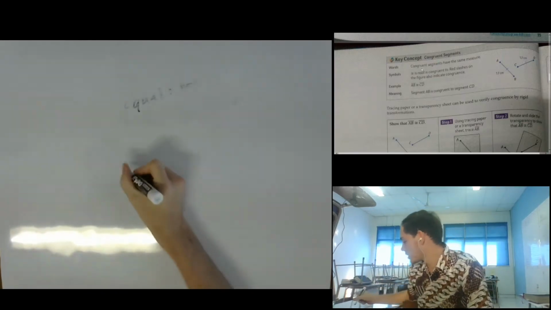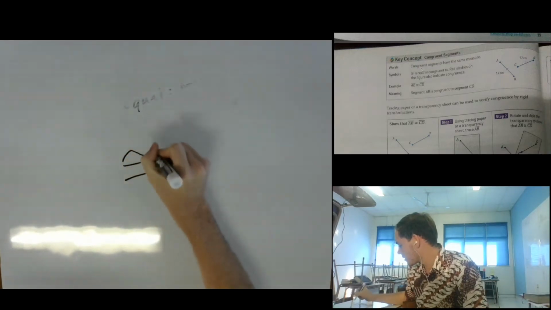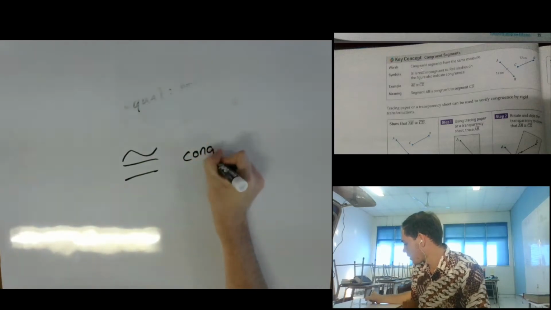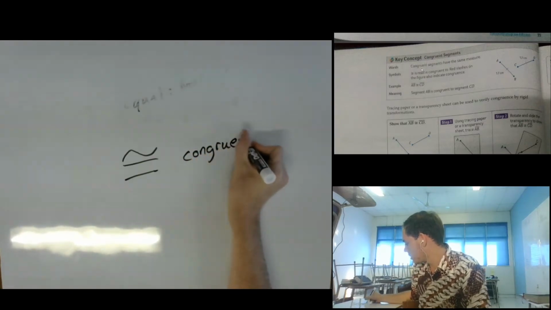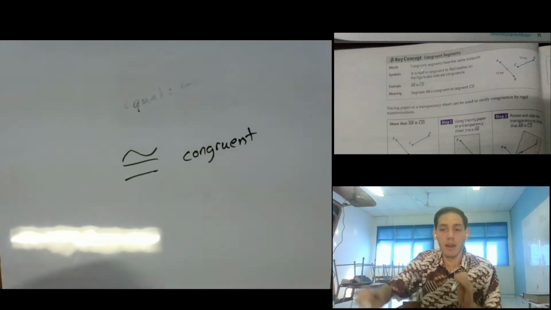Congruent segments have the same measure. See this right here? Congruent segments have the same measure. If you want to know the symbol, it's these two equals with this, like this. This means congruent. You need to be familiar with it. Congruent means size and shape are the same. That means properties are going to be the same in all those things.